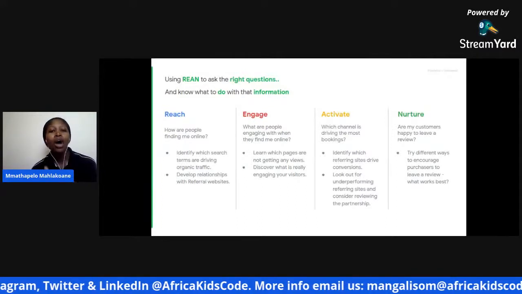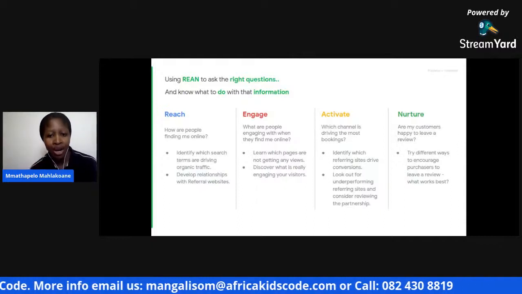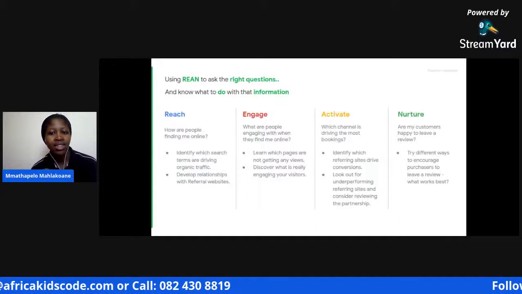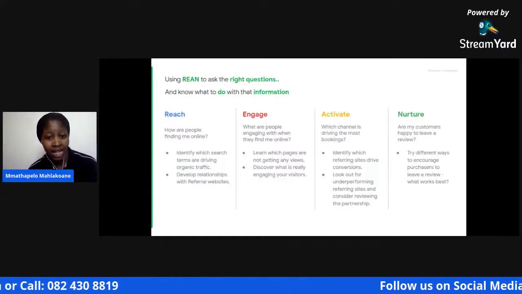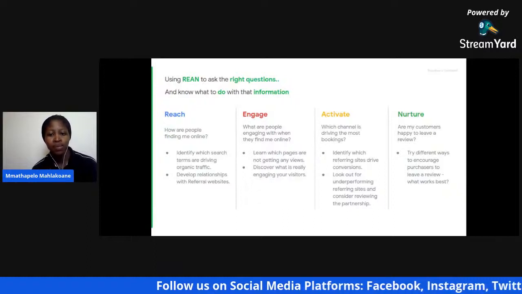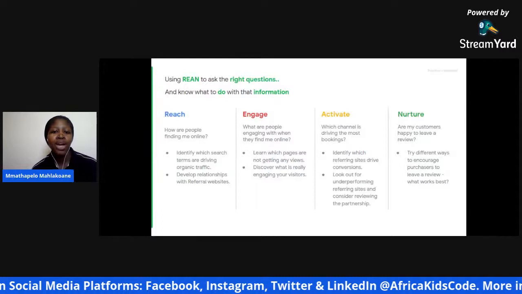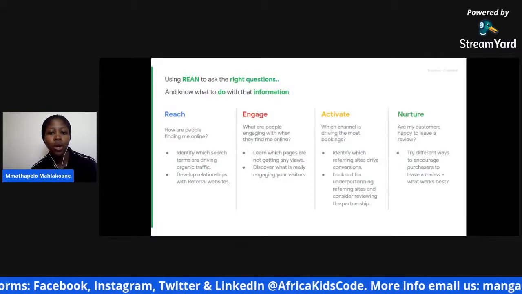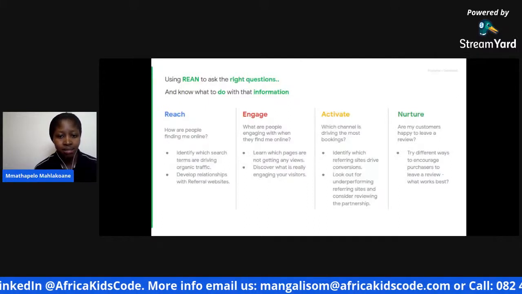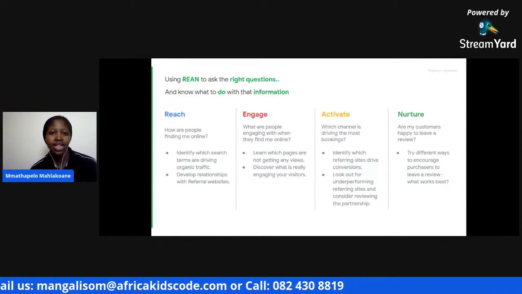So for reach, how do people find you online? First, identify which search terms are driving the organic traffic on your site. Secondly, look to improve links from your social media platform. Thirdly, develop relationships with referral websites to drive more traffic to your site. Then we move to engage.